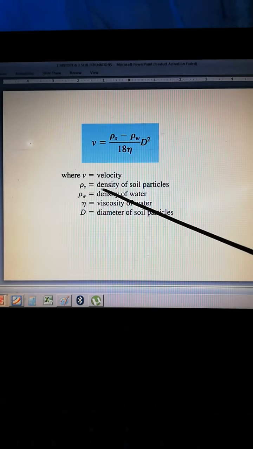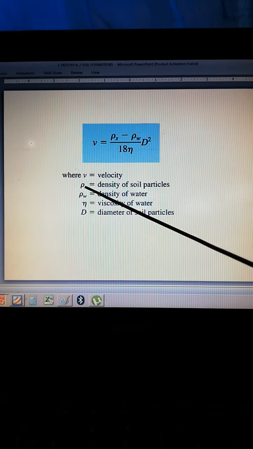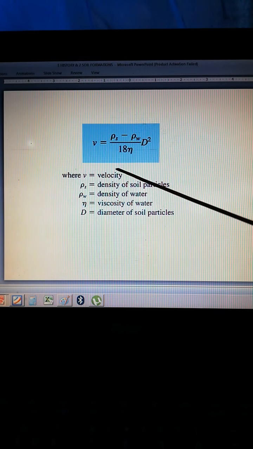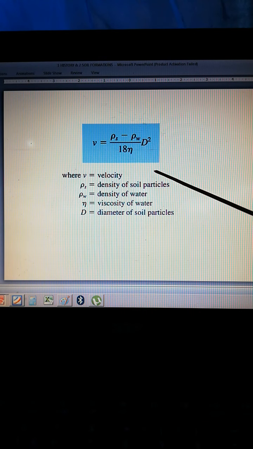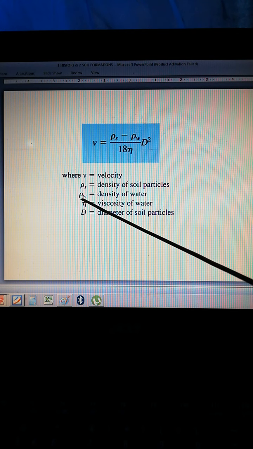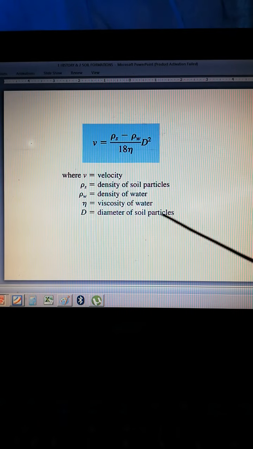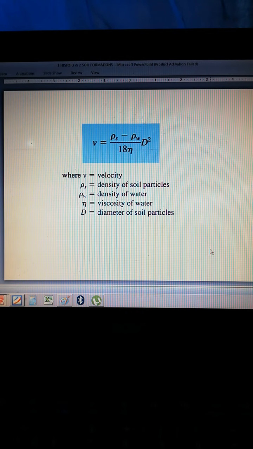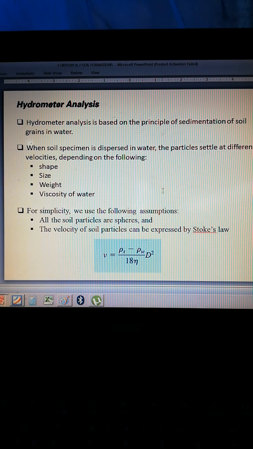Okay, so you have the V here is the velocity, rho S and rho W, density of soil particles. So kaning S, as I have said, solid or soil particle. Particle gyud, solid. Ang rho W is density of water. Then this η is the viscosity of water. D is the diameter of soil particles, which is the unknown. Okay.